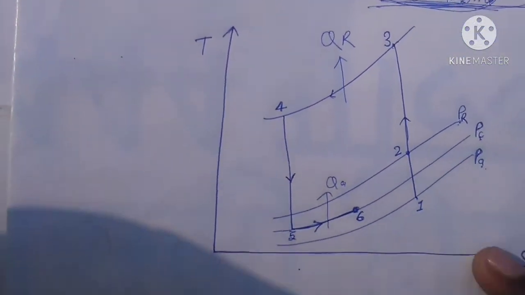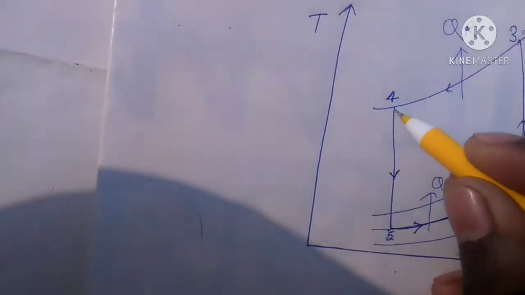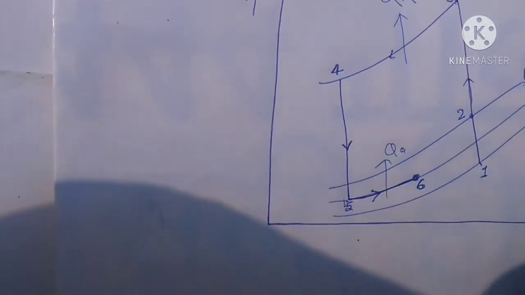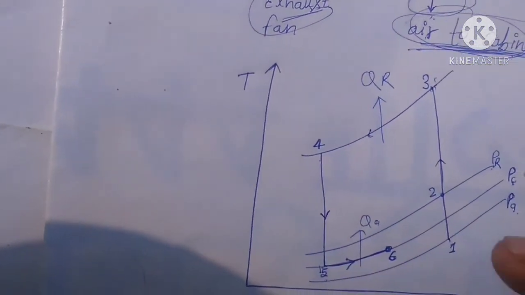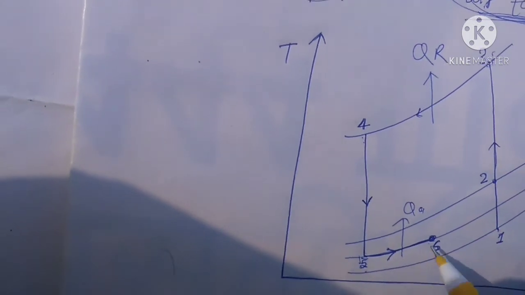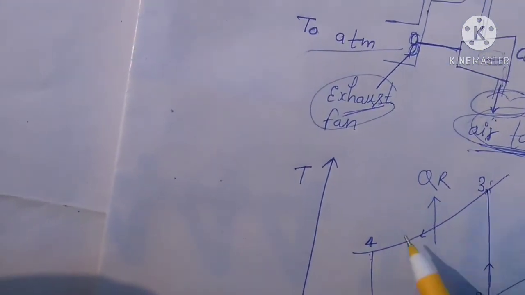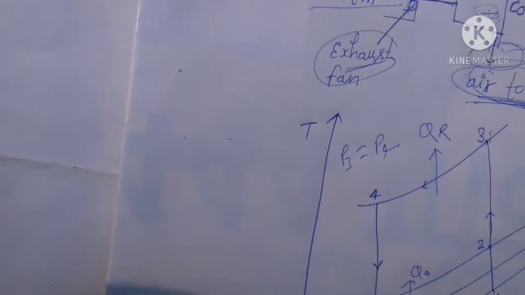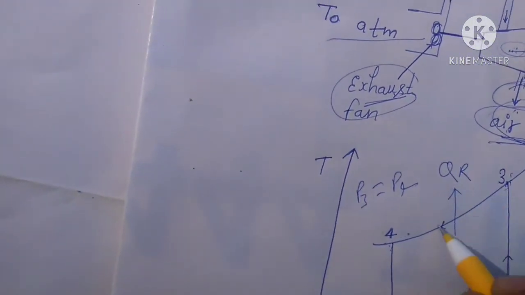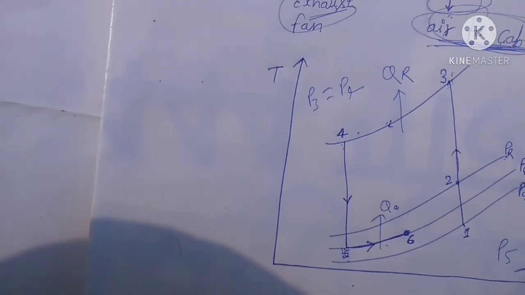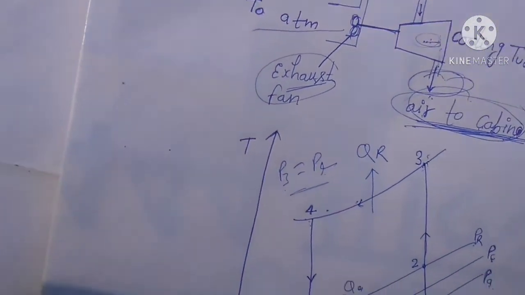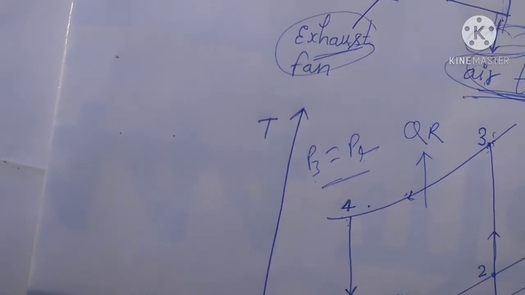So this is a simple figure. Compression and expansion are isentropic processes, that is, 1 to 2 and 4 to 5 are isentropic processes. And 3 to 4 and 5 to 6 are isobaric: heat rejection and heat addition at constant pressure. So P3 equals P4 and P5 equals P6 because of the isobaric processes.